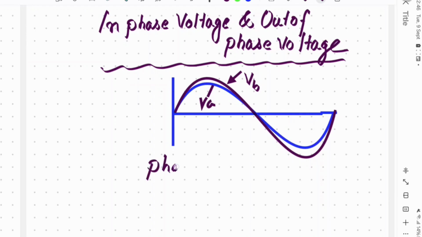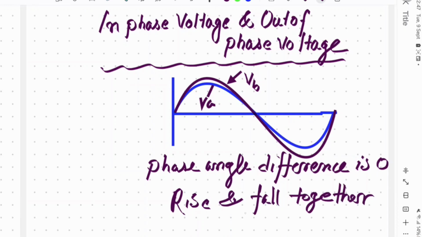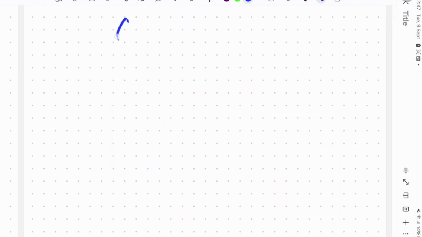Phase angle difference is 0. Then the waveforms rise and fall together. This is the condition for in phase voltage. Now we will understand out of phase voltage.